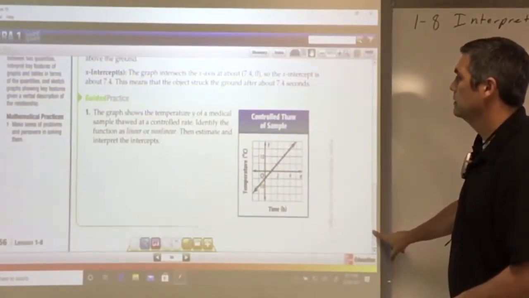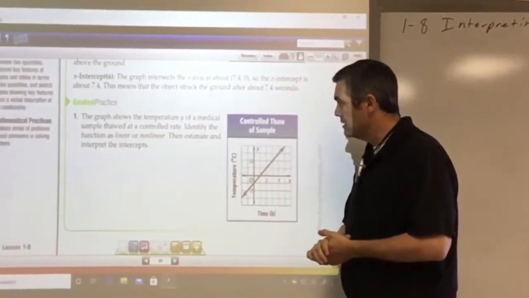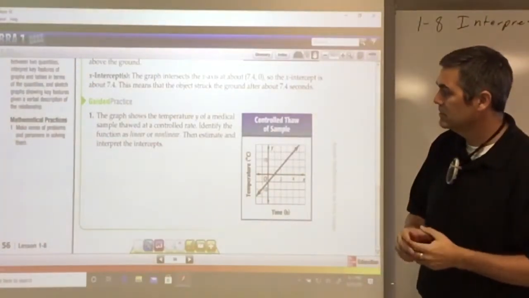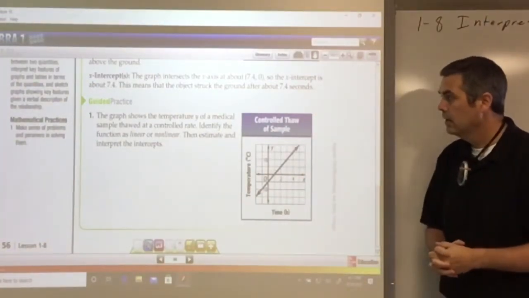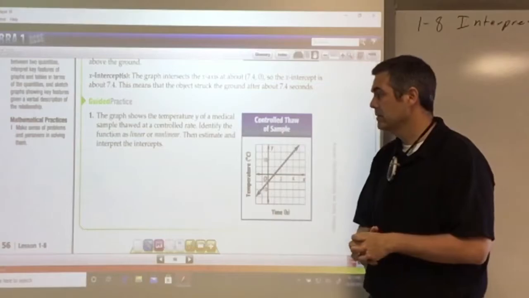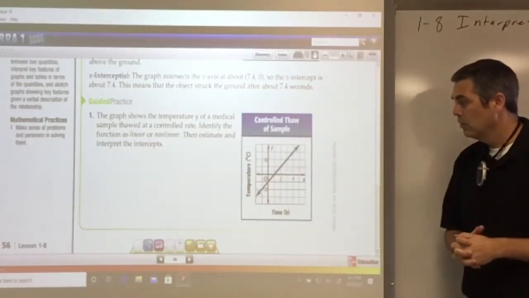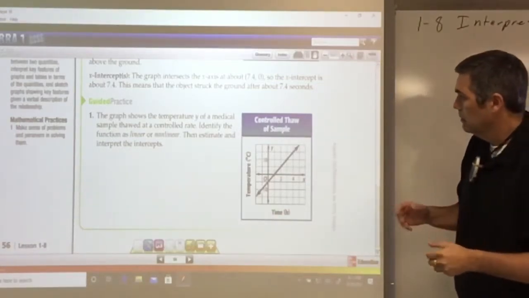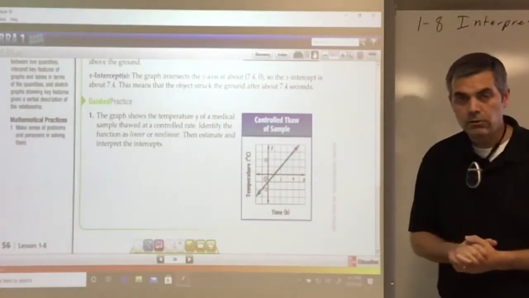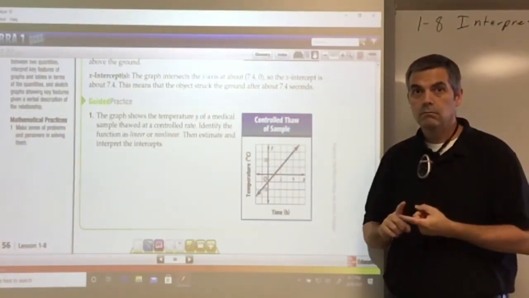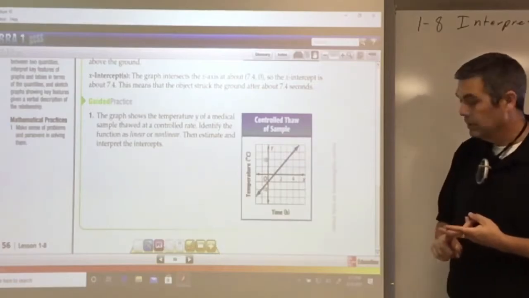All right, so here's a different one. The graph shows the temperature y of a medical sample thawed at a controlled rate. Identify the function as linear or nonlinear, then estimate and interpret the intercepts. Okay, so here's our graph. First thing you look at: is it a straight line or is it not? Yep, straight line.